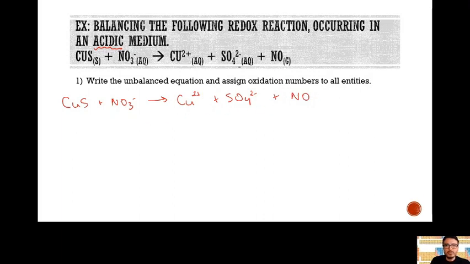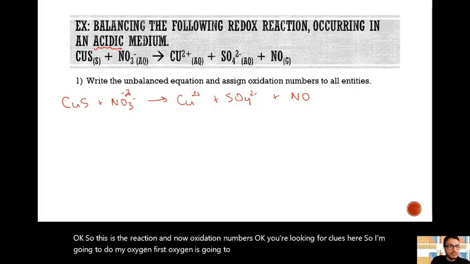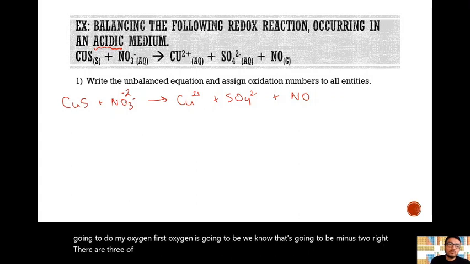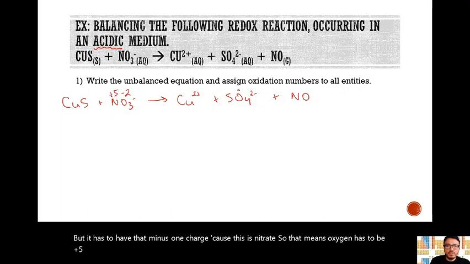Okay, so this is the reaction, and now oxidation numbers. We're looking for clues here. So I'm going to do oxygen first. Oxygen, we know, is going to be -2. There are 3 of them, so that would contribute a total of -6. But it has to have that -1 charge because this is nitrate, so that means nitrogen has to be +5 here.